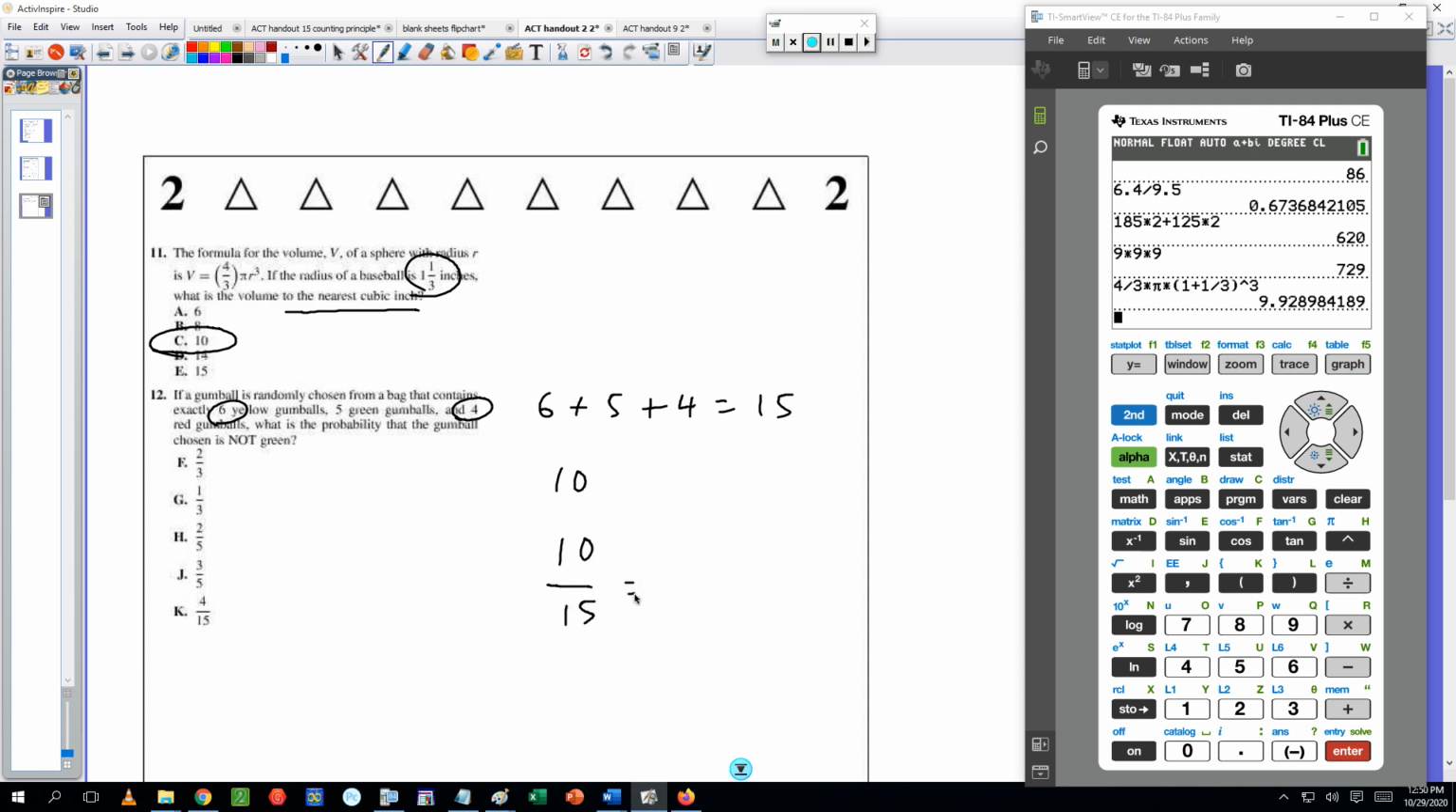And 10 divided by 15 would reduce, I can take out a 5 down to 2/3. Our answer is F. Have a nice day.